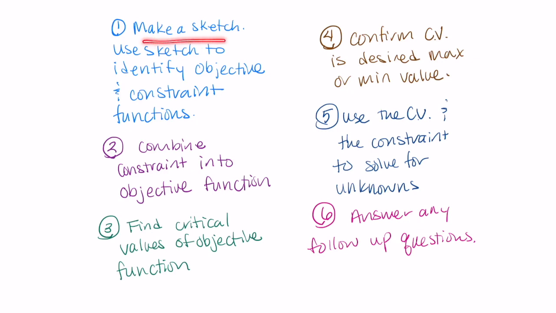Step 1, make a sketch. Use that sketch to identify the objective and constraint functions. Step 2, combine the constraint into the objective function. Step 3, find critical values of the objective function. Step 4, confirm critical value is desired max or minimum.